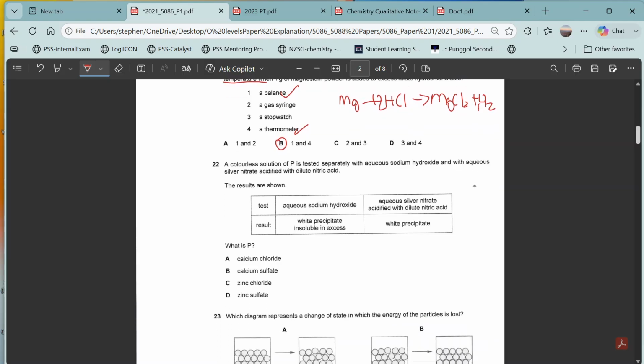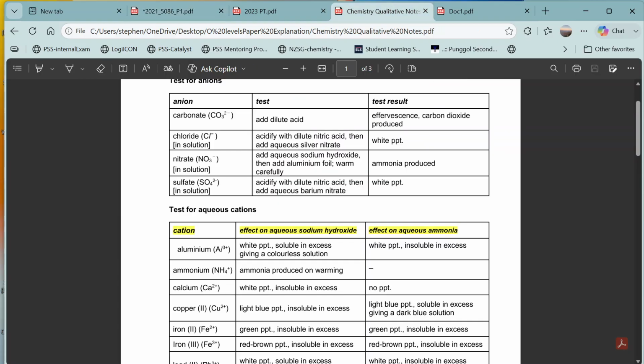Okay, so 22: a colorless solution, please test it separately with aqueous sodium hydroxide and silver nitrate acidified with nitric acid. So this is a typical QA. If you look at your qualitative analysis, we find that we did this, right? And it's silver nitrate acidified with nitric acid. We're testing for silver chloride. We got silver chloride, we're testing for chloride.